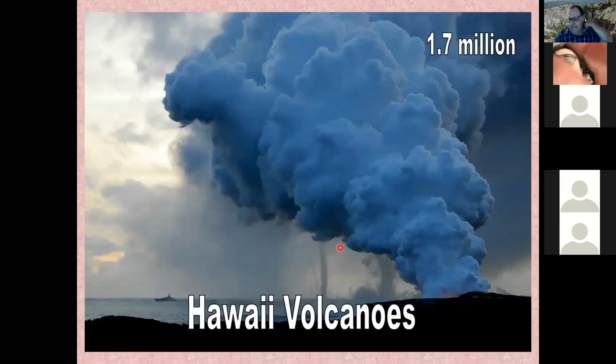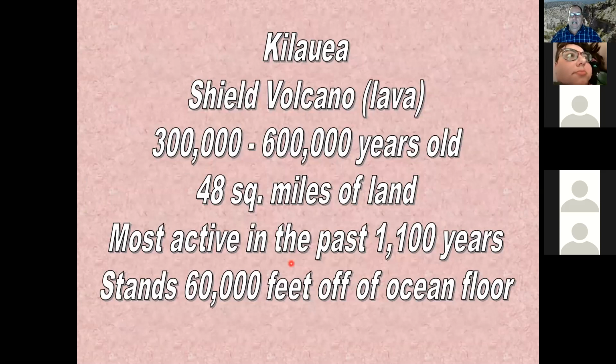Move over to Hawaii. 1.7 million people visit Hawaii each year. Of course, we know that it's active for volcanoes. The shield volcanoes that we talked about before with our couple of different programs. Shield volcanoes only erupt lava. The present day islands that are active are about 300,000 to 600,000 years old.